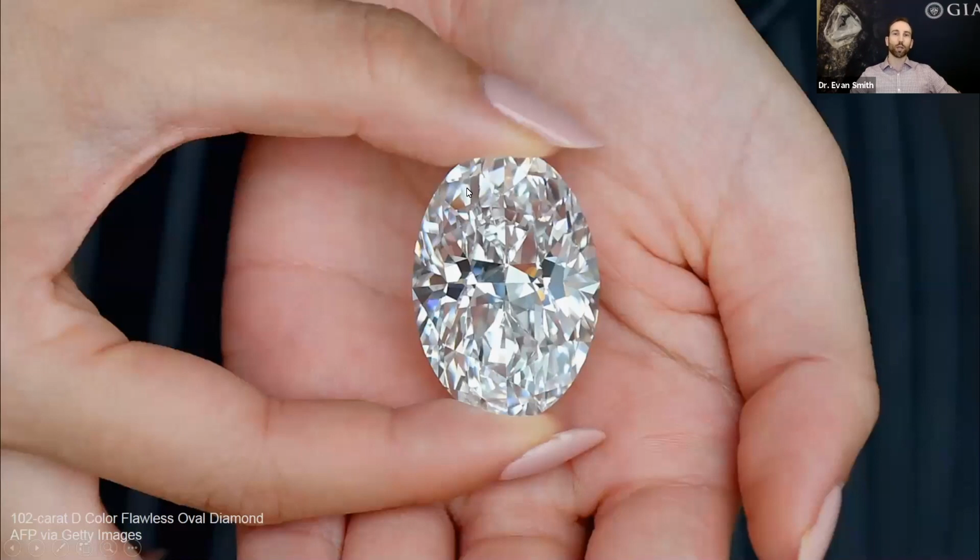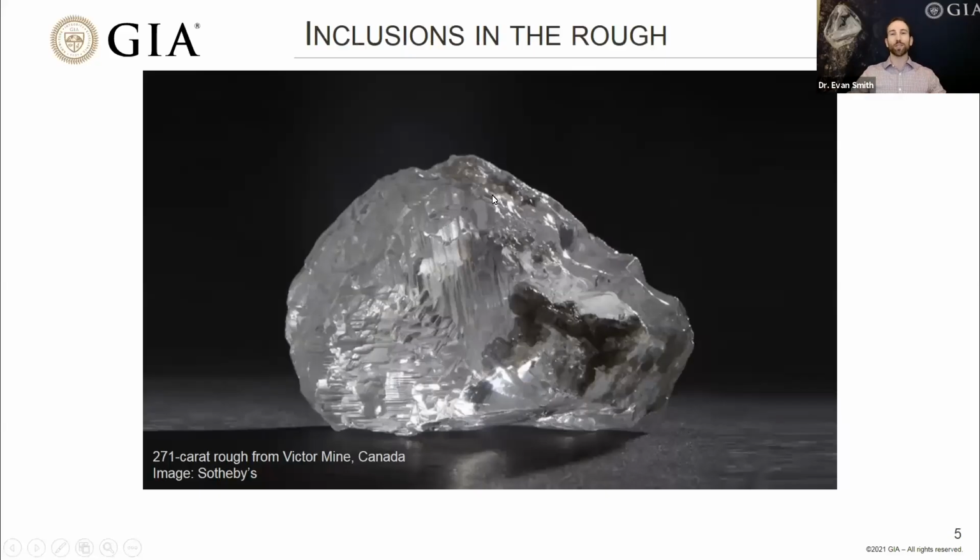And these are what people ogle over, like this 102 carat D flawless diamond that was sold last October. So this diamond doesn't have any inclusions in it whatsoever, but actually in its rough state, this diamond did have some inclusions. They were just cut and polished away during the manufacturing process.